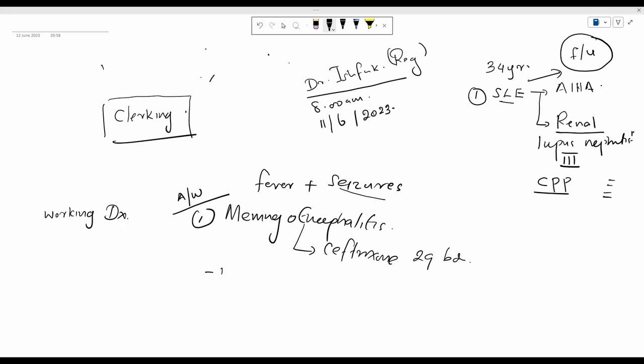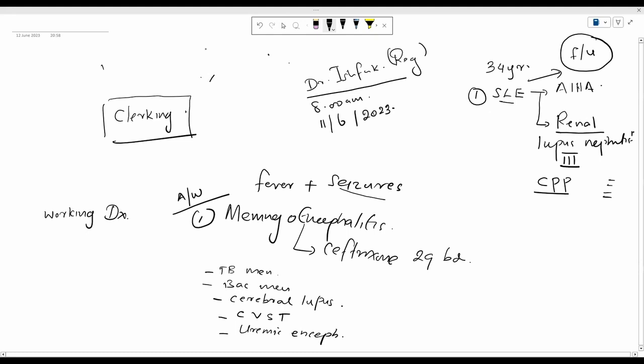This could be TB meningitis. This could be a bacterial meningitis. This could be a cerebral lupus. This could be a cerebral venous sinus thrombosis, and this could even be a uremic encephalopathy, because the patient can have renal complications due to that.